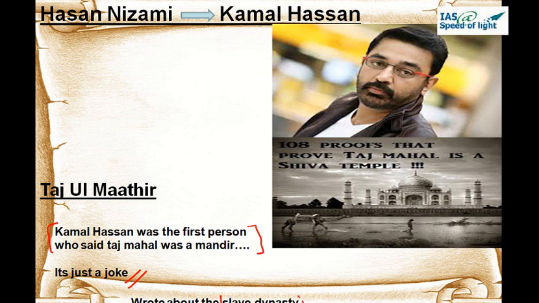And in the same book, in this controversial statement, he also said that a lot of slaves were used to make this Taj Mahal from a Shiv temple. So Hassan Nizami became Kamal Hassan and Tajul Mathir.